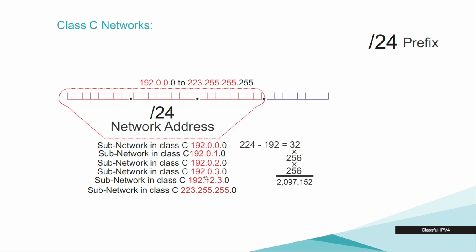So as you can see here, we count the zero, and also in this octet we count the zero. So 0 will be the first subnetwork, then 1 will be the second subnetwork, then 2 will be the third subnetwork up to 255. That's why we have 256 here and 256 here. So it will be 32 times 256 times 256. It will give us 2,097,152 subnetworks.